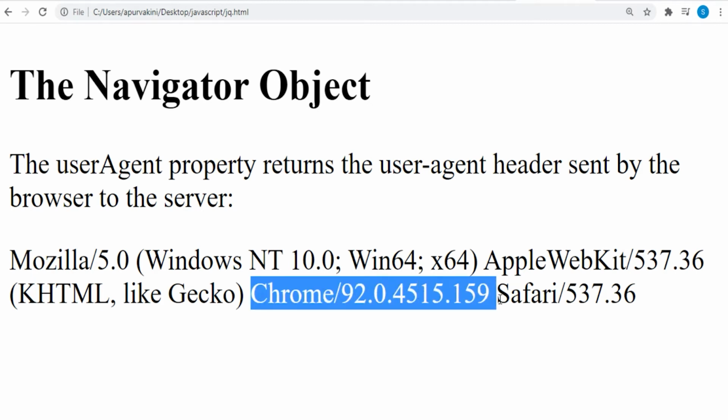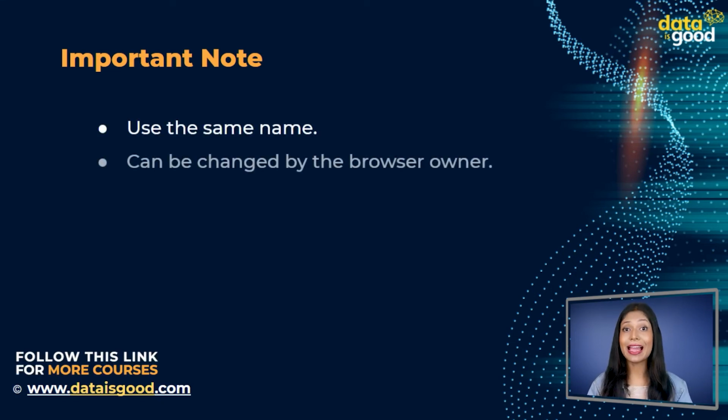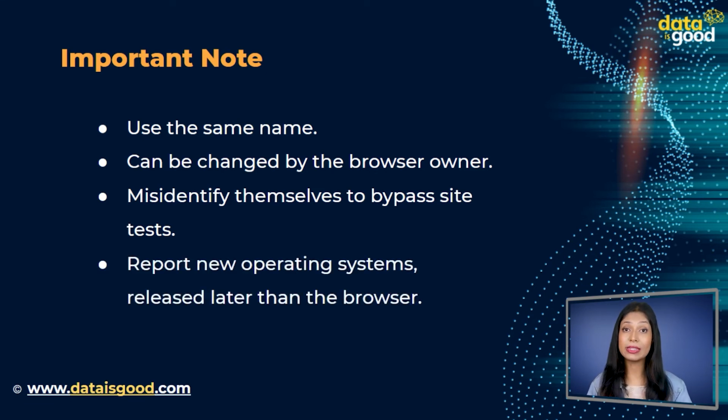But before moving forward to the next property, there is an important note. The information from the Navigator object can often be misleading and should not be used to detect browser versions because different browsers can use the same name. The Navigator data can be changed by the browser owner. Some browsers misidentify themselves to bypass site tests. Browsers cannot report new operating systems released later than the browser.